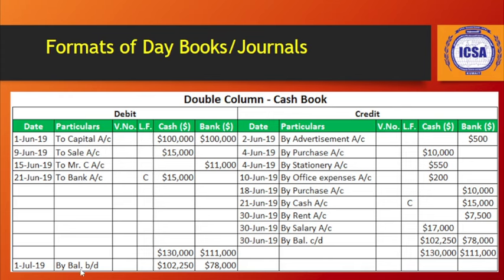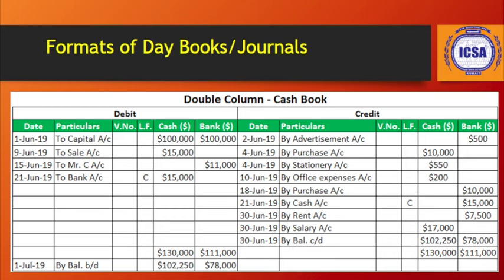And at the end we can see there are balances. Balance means the difference of both sides of the account. So the difference of both sides of the account is given here. There are two amount columns, cash column and bank column, so there are two differences there. And we can see 130,000, 111,000, same 130,000, 111,000. These are the totals, and then we can see there is a balance column. This is the format of the cash book.